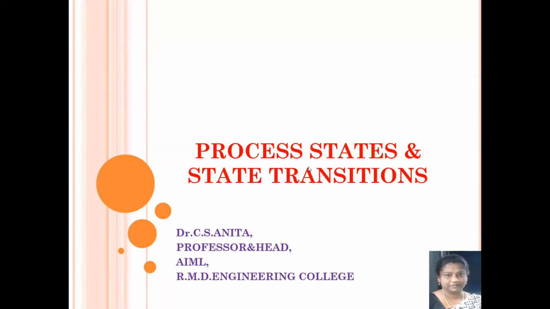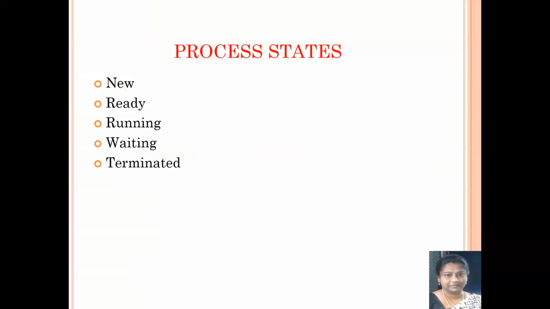Hello everyone. In this video, we are going to discuss the states of a process and the transitions that take place between the various process states. To begin with, let's recall what a process is. By definition, a process is a program in execution, which means anything that is going to get executed on the CPU will be termed as a process.